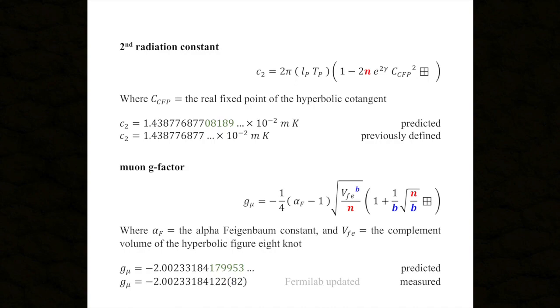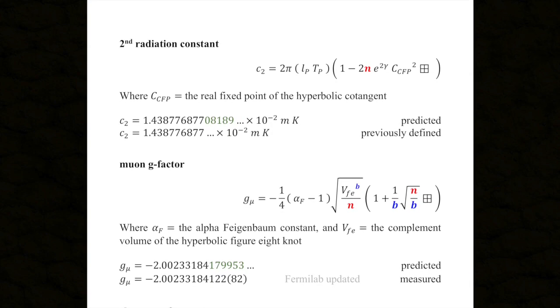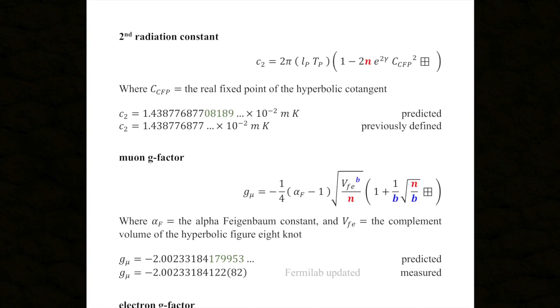The second radiation constant has a primary action of 2 pi, a circle, and a terminal action of 3 constructive parts: 2n, so a double cover, e to the 2 gamma again, and the real fixed point of the hyperbolic cotangent squared. We've seen all those constructive parts before.